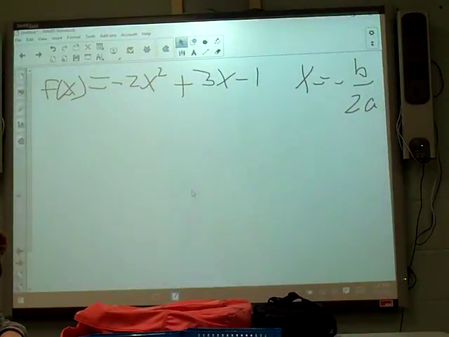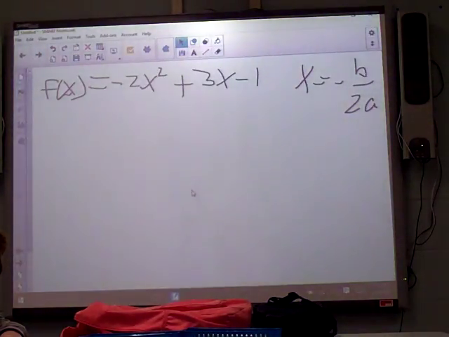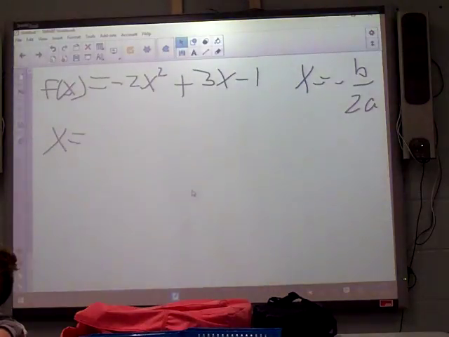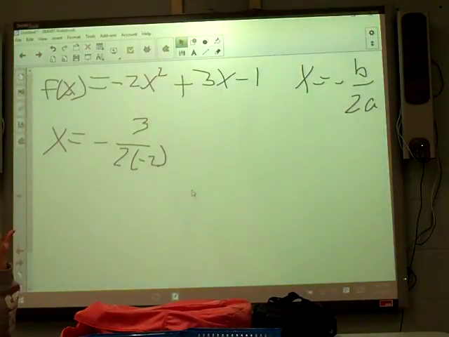Now you can write that negative b a couple of different ways. You can do it like you do in the quadratic formula and just take the opposite sign of your b, or you can write that negative sign out in front every time and keep the b like it is. It'll work either way. I'm going to write this as x equals negative, for my negative sign, my b is 3, my a is negative 2. So that's how we would start off here.